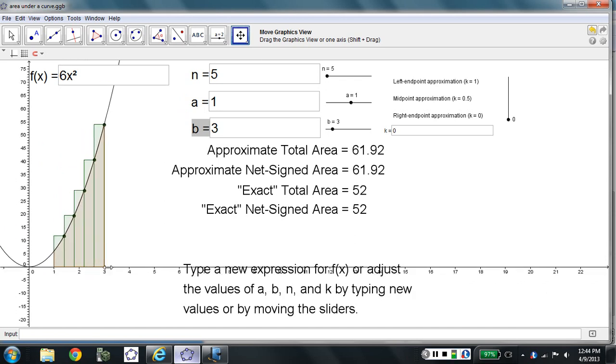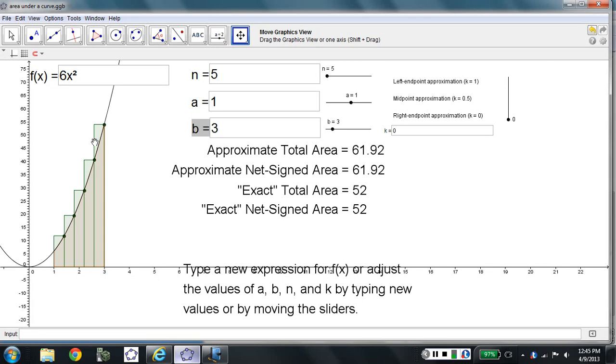Okay, so we're familiar with the parabola y equals 6x squared. If we wanted to come up with an estimate of the area, what we could do is draw some rectangles. Here I have GeoGebra drawing 5 rectangles, and it calculates the area of all 5 of those rectangles. This one, this one, this one, this one, this one. It adds all those areas together, and it comes up with 61.92, which is a pretty lousy estimate of the actual area.